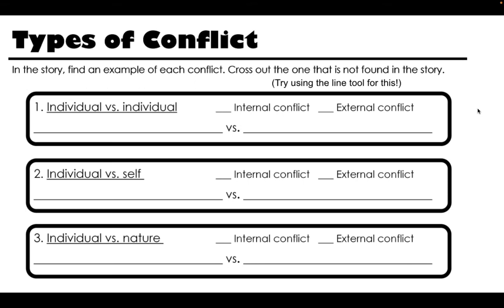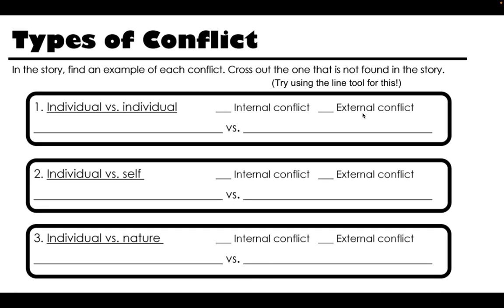Today, we are going to talk about the different types of conflict and how to identify conflict in a story. There are a couple of different types of conflict. There's individual versus individual. This can also be character versus character. And this is when two different characters are either battling something out or they have an argument about something. This will always be external because it's not happening in somebody's mind, right?